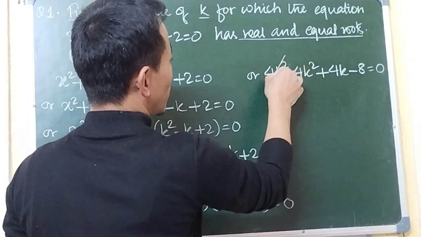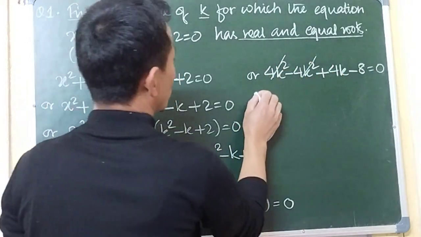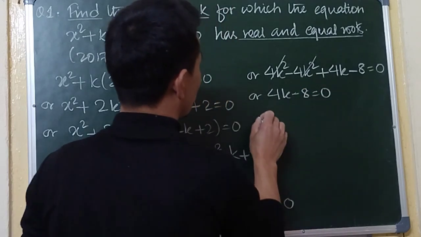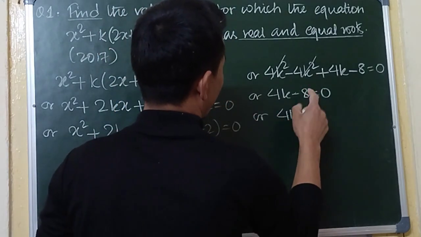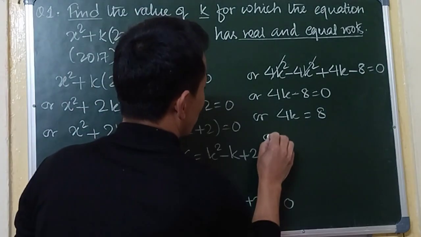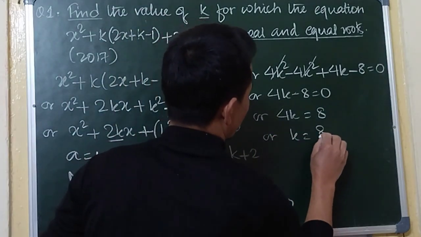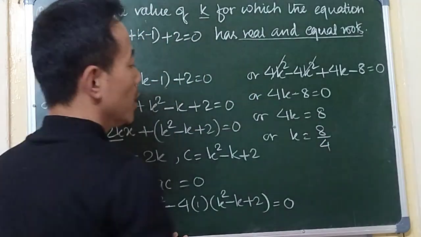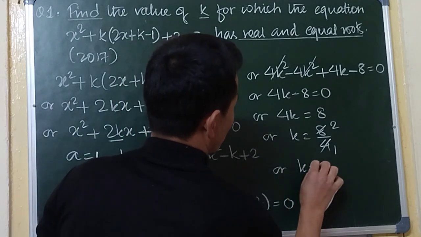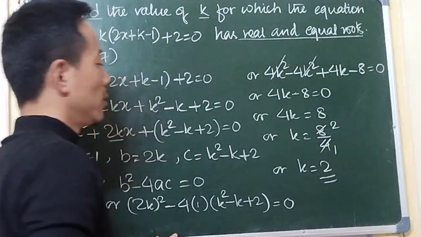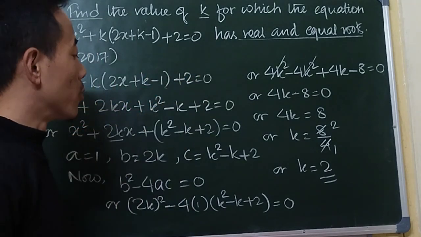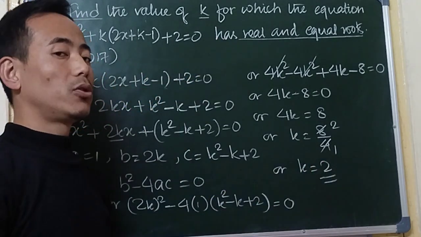Now you can see that 4k square and 4k square can be cancelled here. So we are left with 4k minus 8 equals to 0. Or if you take minus 8 to the other side, it becomes plus 8. So 4k equals to 8. Or k is equal to, if you cross multiply, then 4 goes to the denominator. So after this you can cancel, 4 1s are 4, 4 2s are 8. Therefore the value of k that is required for this equation to have real and equal roots will be k equals to 2.